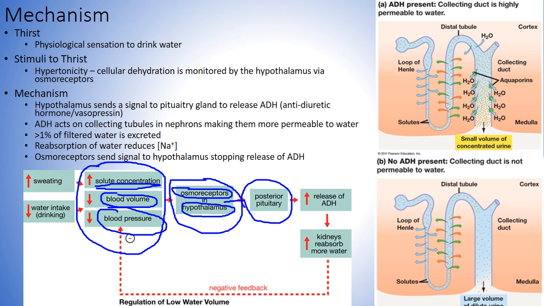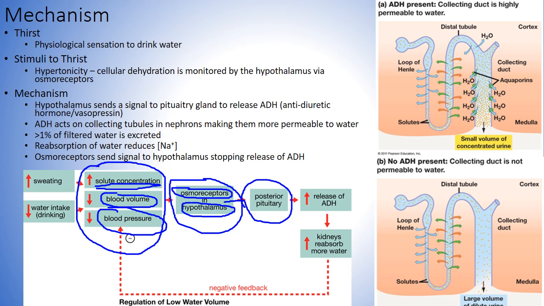We'll talk about this gland. It is part of the pituitary gland. There's the anterior pituitary gland, there's the posterior pituitary gland. Posterior pituitary gland is basically like a tank. It holds hormones that are produced by the hypothalamus and released when needed.